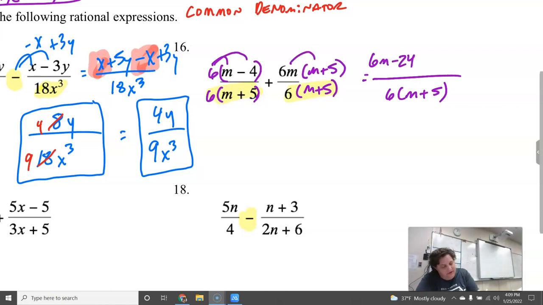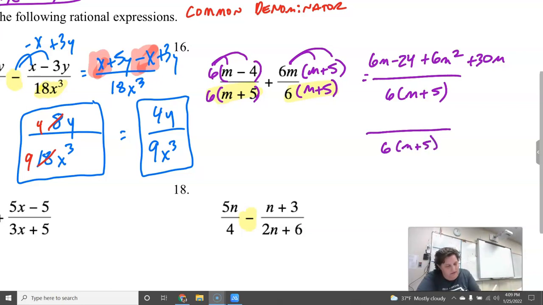And then on this one, plus 6m squared plus 30m, and it's over 6m plus 5. When I combine all my like terms, I'm going to put this one first because that's m squared. But these are the ones that combine, 6m and 30m. So that's going to give me 36m minus 24.